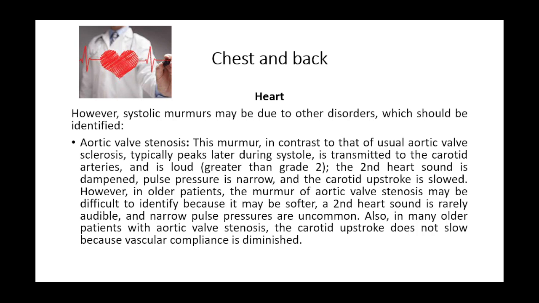Aortic valve stenosis. This murmur, in contrast to that of usual aortic valve sclerosis, typically peaks later during systole, is transmitted to the carotid arteries, and is loud, greater than grade 2. The second heart sound is dampened, pulse pressure is narrow, and the carotid upstroke is slowed. However, in older patients, the murmur of aortic valve stenosis may be difficult to identify because it may be softer, the second heart sound is rarely audible, and narrow pulse pressures are uncommon. Also, in many older patients with aortic valve stenosis, the carotid upstroke does not slow because vascular compliance is diminished.